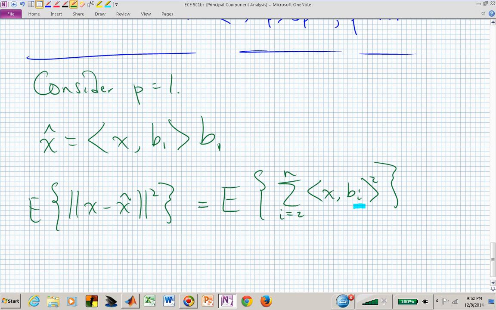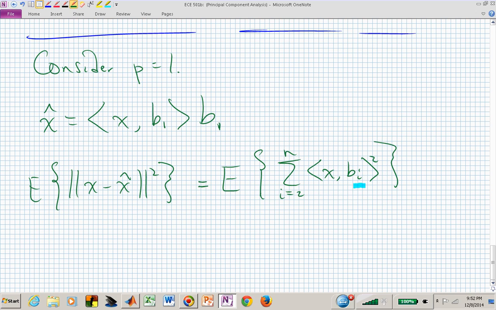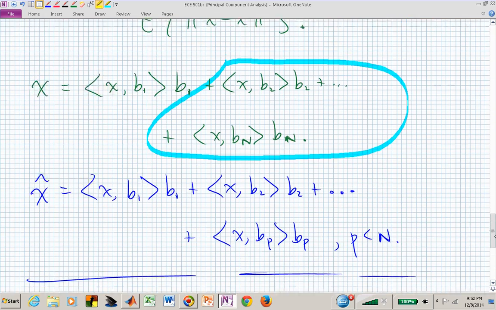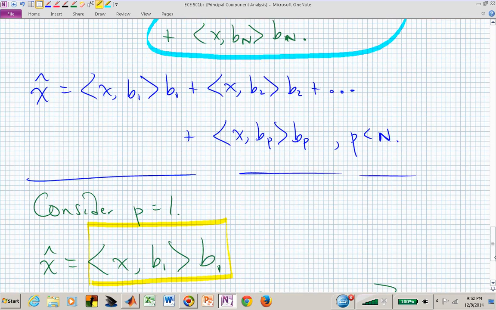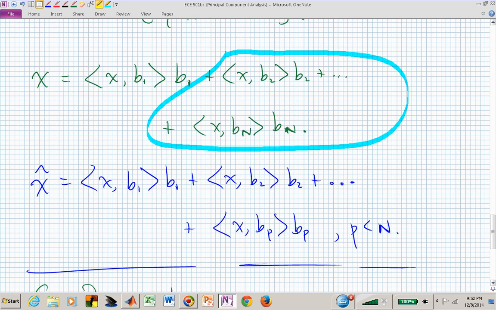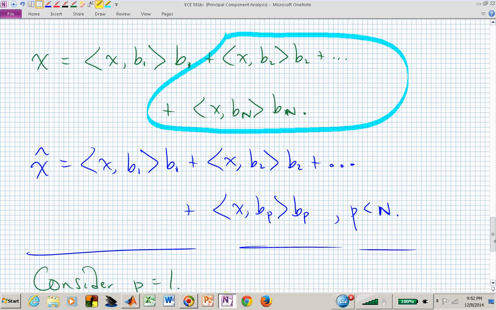If that's the case, then what we really want to do is minimize the size of this right-hand expression, but that's the same thing as actually maximizing this piece in our x hat expression. If we could maximize x in the direction of b1, then we will minimize this residual that I've highlighted in blue.